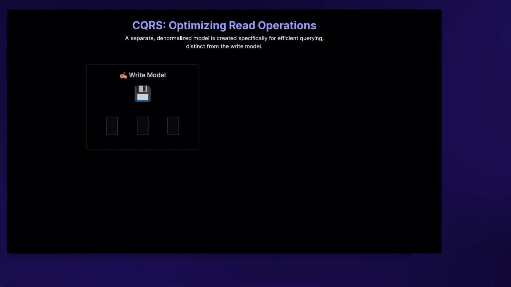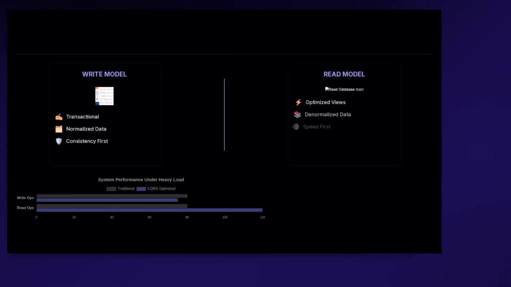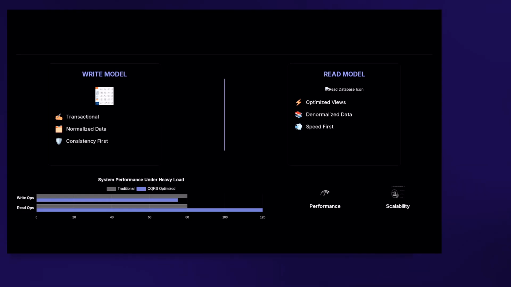The query side of CQRS is fundamentally about optimizing read operations. This often involves creating a separate, highly optimized, and frequently denormalized data model specifically tailored for efficient querying, distinct from the write model. This clear separation allows us the flexibility to employ entirely different data stores and optimization techniques for reads compared to writes. This strategic choice can significantly boost overall system performance and scalability, especially under heavy load.